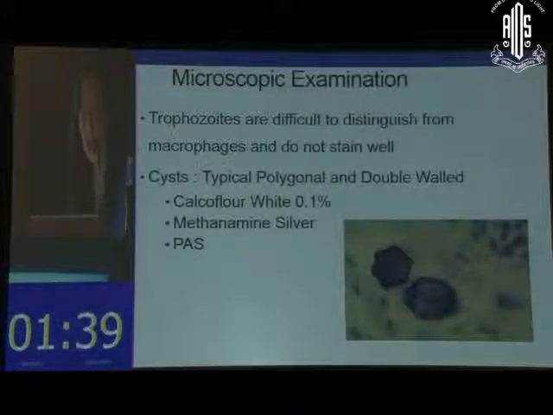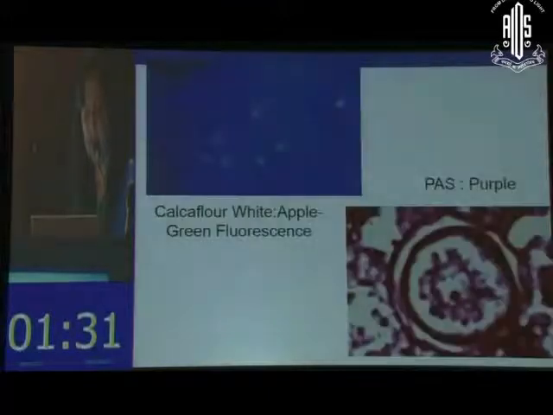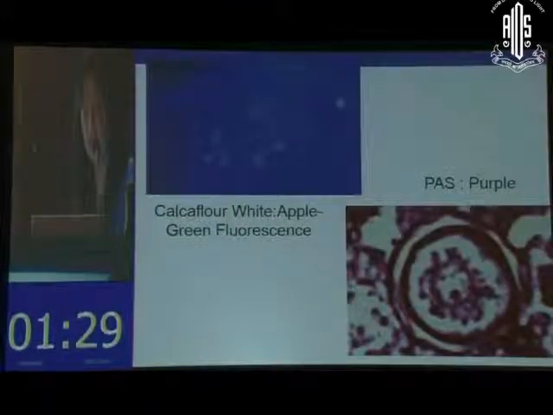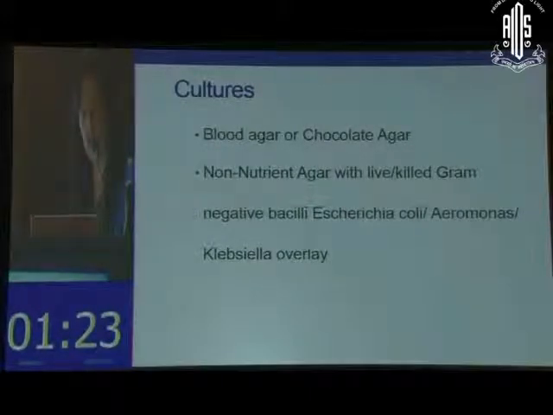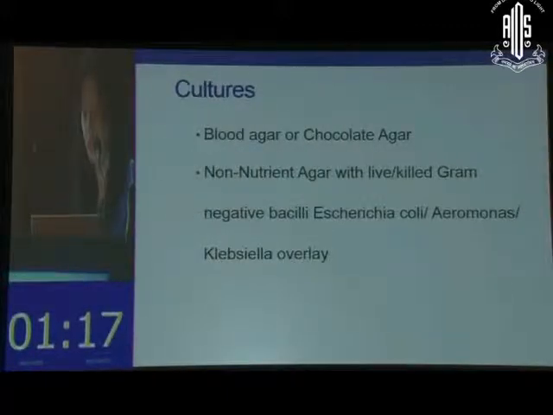Trophozoites are difficult to distinguish from macrophages and do not stain well, and cysts are typically polygonal and double-walled, and they can be stained with calcofluor white, methenamine silver, as well as PAS. And this is how they look with calcofluor white and with PAS. Cultures should be sent not only on blood agar or chocolate agar, but also on non-nutrient agar with live or killed gram-negative bacilli, E. coli, Aeromonas, and Klebsiella overlay.